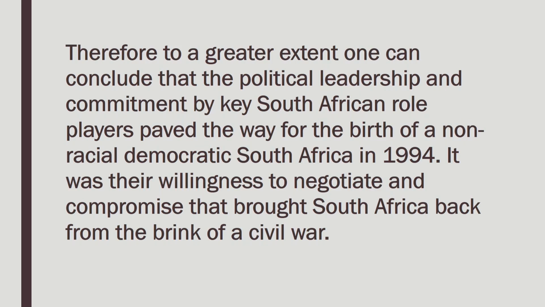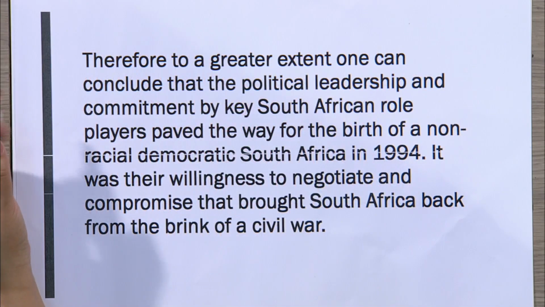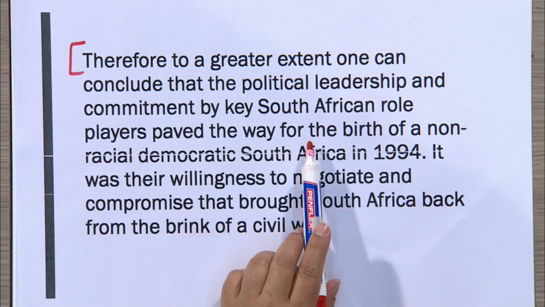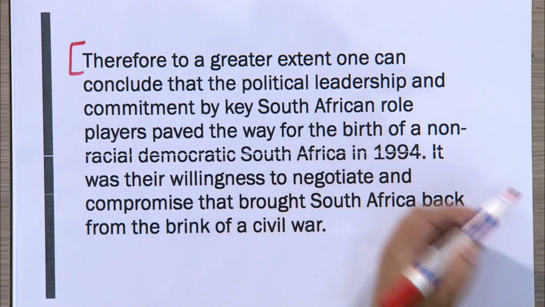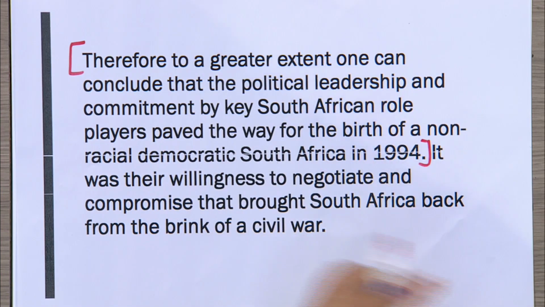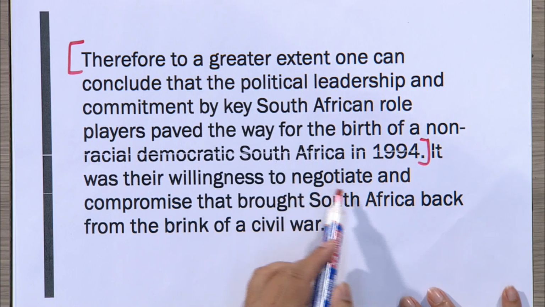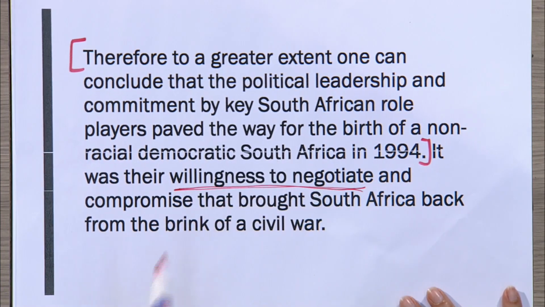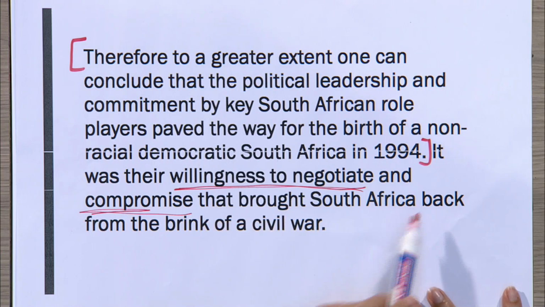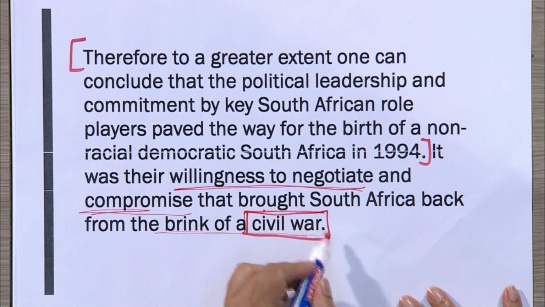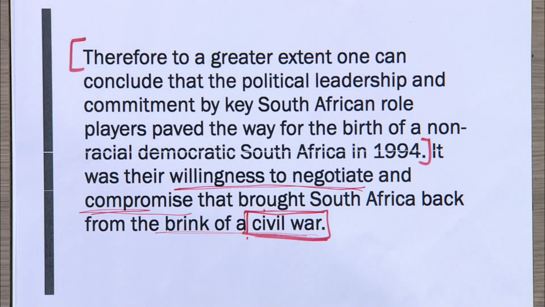So my conclusion says, therefore, to a great extent, one can conclude that the political leadership and commitment by key South African role players paved the way for the birth of a non-racial democratic South Africa in 1994, which I have proven in my essay. I then back up my point in conclusion by pointing out that it was the willingness of the leaders to negotiate and compromise that brought South Africa back from the brink of civil war. And in that way, I've included the focus area on violence as well. Essentially, then, grade 12s, what you do have is a strong line of argument as you've developed your essay.